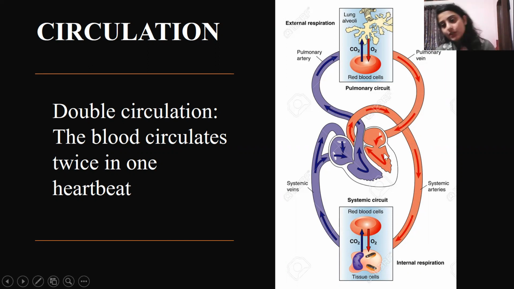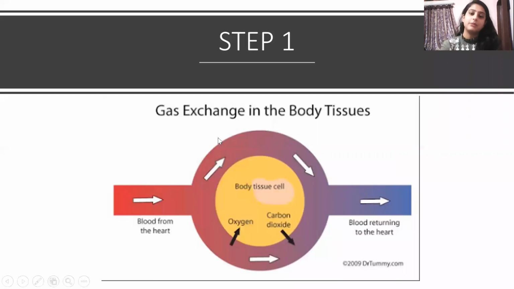See, one circulation involves the body and the heart, and it ends here. The other circulation involves the heart and the lungs, and it goes on here. The one which involves the heart and the lungs is known as pulmonary circulation, and the one which involves the heart and the body is known as systemic circulation. Let's understand the process of circulation step by step, beginning with step number 1.